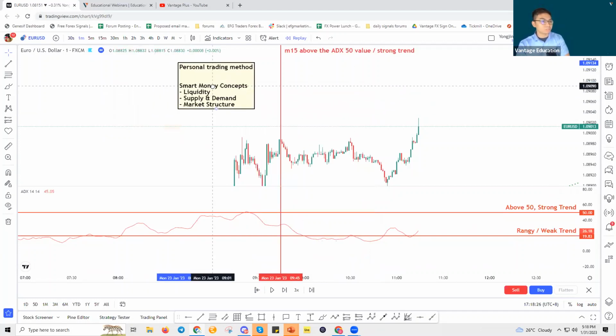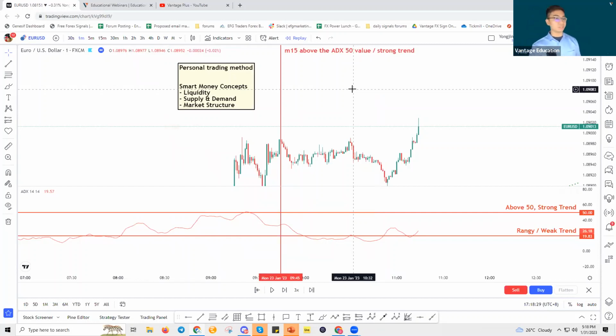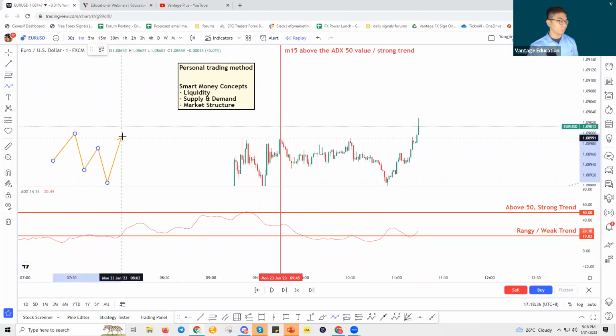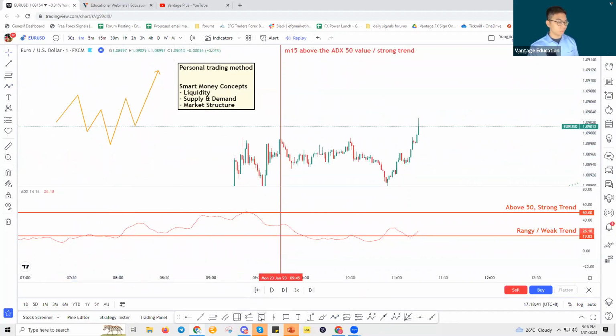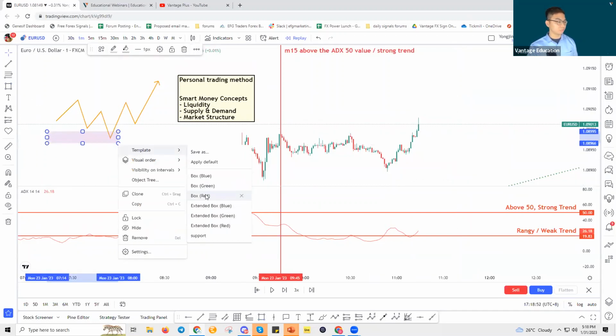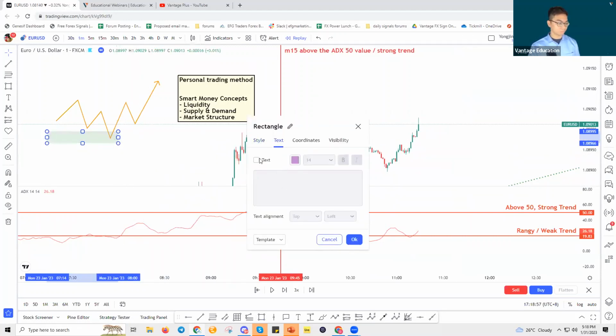So I'll be showing you guys how I can possibly enter this trade. How market structure works, I always look for price to clear some sort of liquidity area before it breaks structure and starts going towards the upside. So I just draw a line. Maybe we have a demand or a supply area. Let's say there was a demand area here. Okay, green. Just an example. Demand zone.